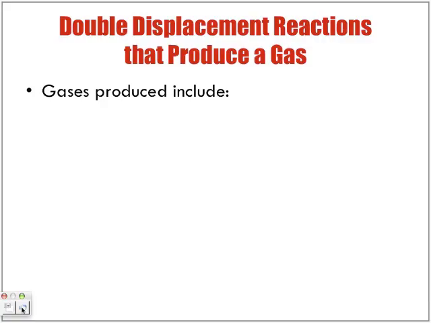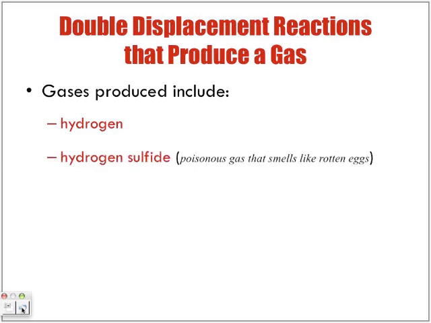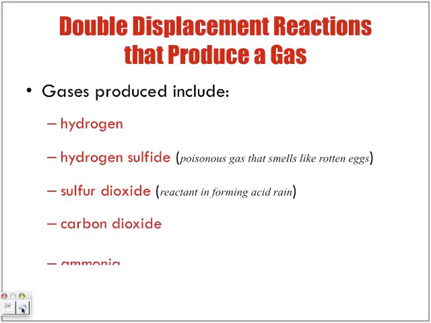Double displacement reactions that produce a gas. If you have these, the solubility chart is unimportant, so we're not going to use it for such equations. Gases produced include hydrogen, so we'll produce hydrogen gas; hydrogen sulfide, which is a poisonous gas that smells like rotten eggs; sulfur dioxide, which is a reactant in forming acid rain; carbon dioxide, we know what carbon dioxide is; and ammonia. So these are five different types of gases that we can produce in double displacement reactions.